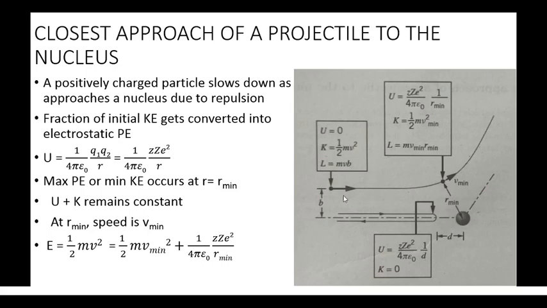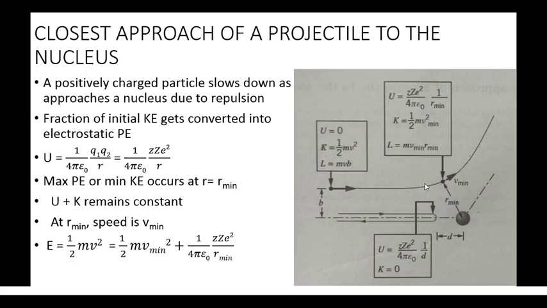So I repeat, initially the particle has only kinetic energy, maximum kinetic energy, and minimum potential energy, 0, so that its total energy is always a constant. When it makes a head-on collision, the alpha particle gets slowed down and stops for a second, so that its kinetic energy is minimum and the potential energy is maximum, and that distance is known as the distance of closest approach, given by d. So r has to be replaced with d here.